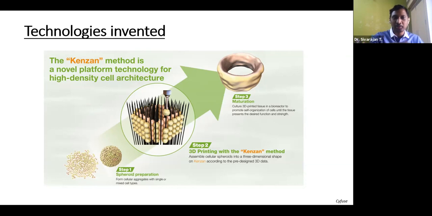It's like skewers, or in India we call it seekh kebabs. So like that, they put all the spheroids together, let the spheroids fuse, and once they fuse, they take it out of the needles to give you this final tissue. It's an ingenious method of making units of tissue to build up to the whole organ.